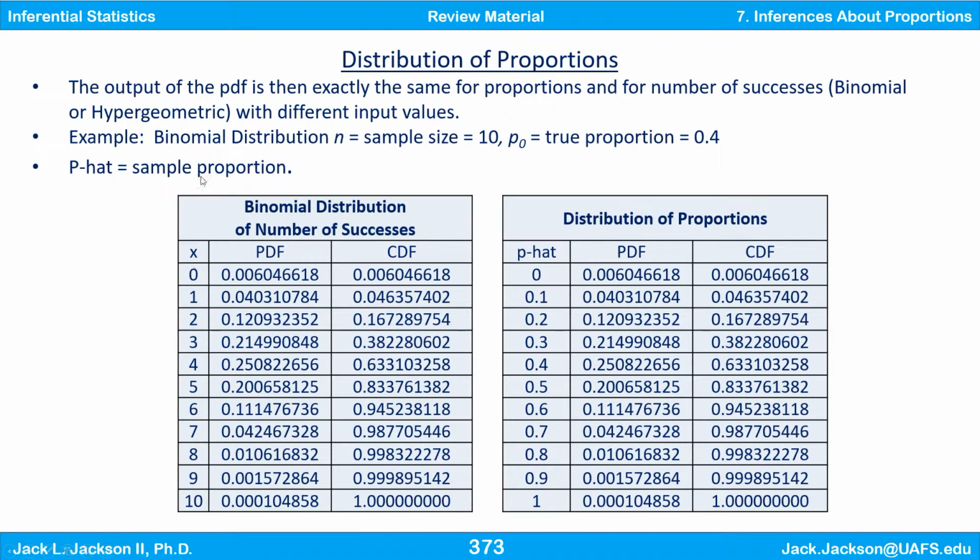So, for example, if we have a binomial distribution where n, the sample size, equals 10, and p naught, the true proportion, is 0.4, it generates this PDF and this CDF, which we could get from binomial PDF or binomial CDF on our calculators. And these are the x values, which are possibilities of number of successes in the sample going up from 0 to 10. Divide those by the sample size, we get these proportions, 0, 0.1, 0.2, and so forth. But notice the PDF and CDF values remained exactly the same.